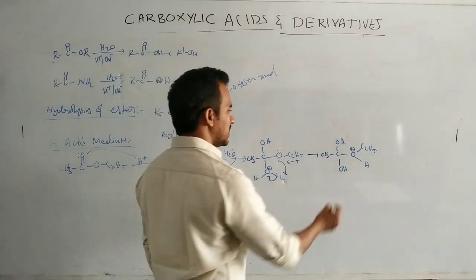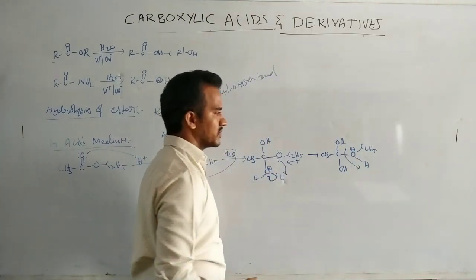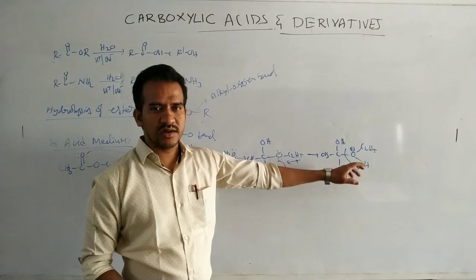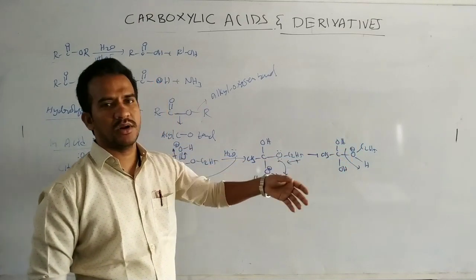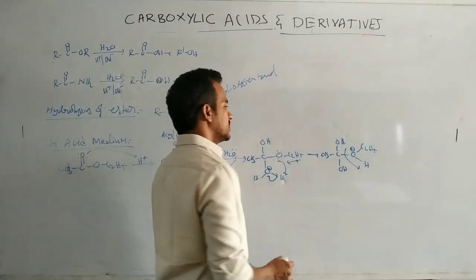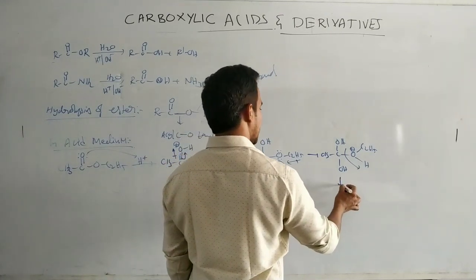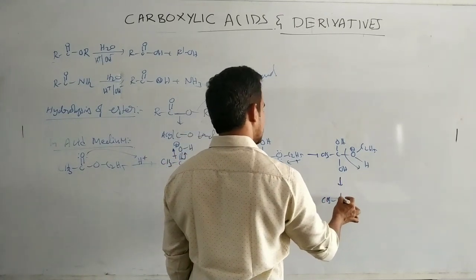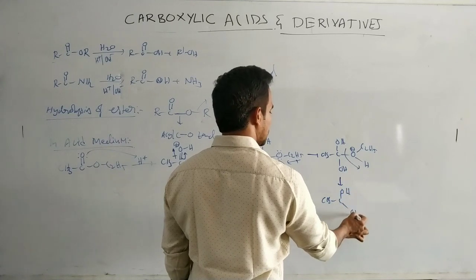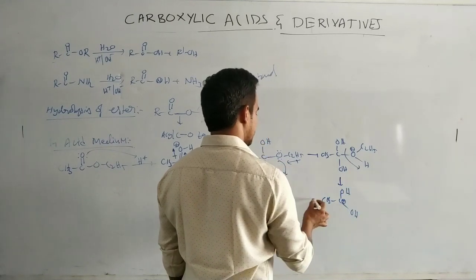And next, the leaving of this ethyl alcohol. After leaving, it is converted to ethyl alcohol. That is a neutral molecule, so it is a good leaving group. So then this one carries a positive charge. CH3C OH, here OH plus.